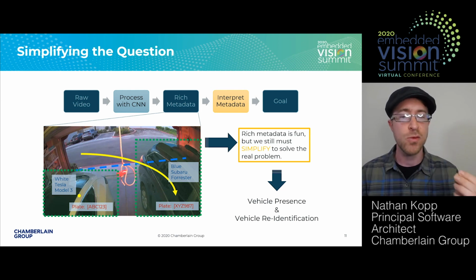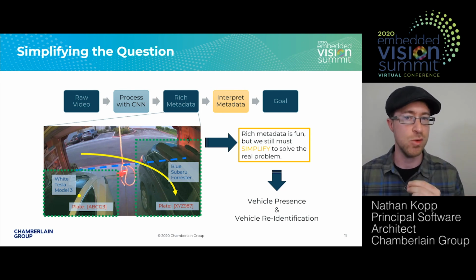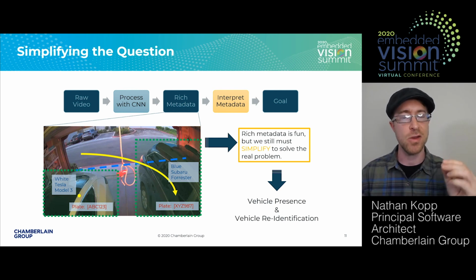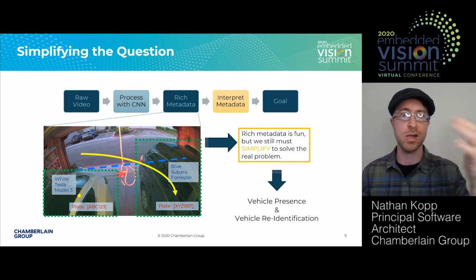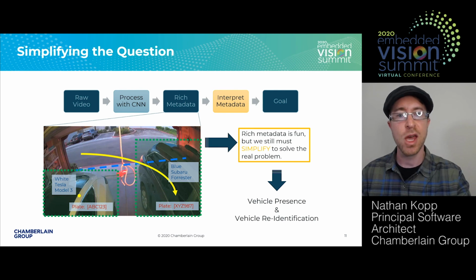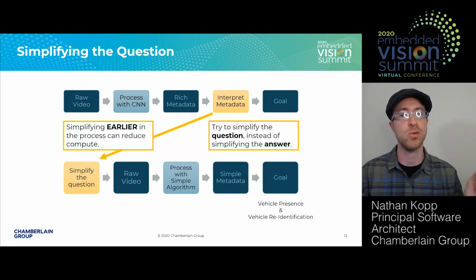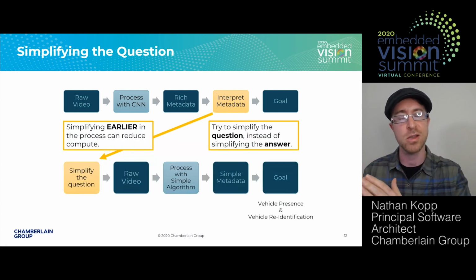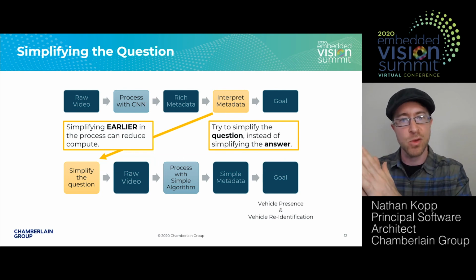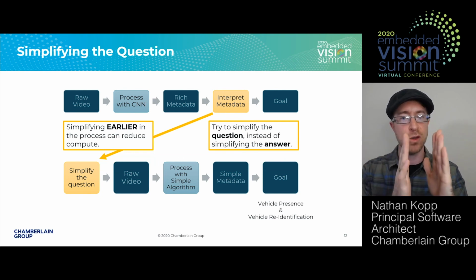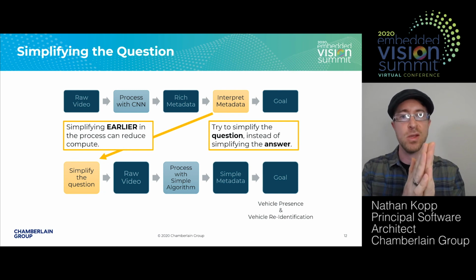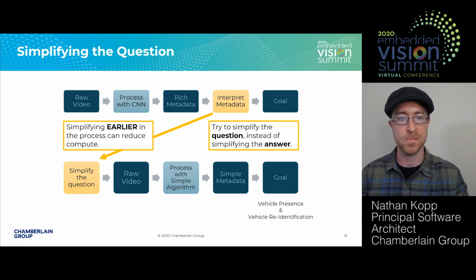We thought, well, what if we try to get the algorithm to produce the yes-no answer instead of having the algorithm produce really rich metadata and then we further simplify it? So can we ask the question differently? Can we simplify earlier in the process so that we're asking a simpler question, that way we can use a simpler algorithm instead of simplifying the answer? Our answer that we're trying to get is just a yes or no, just true-false answers. So I'll get into a little bit more on how that works.